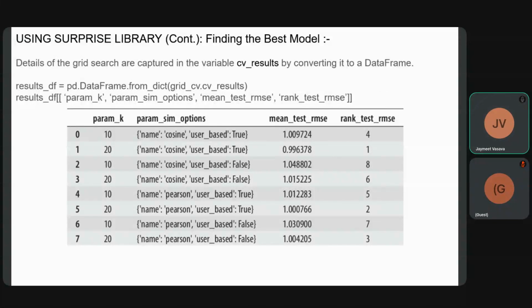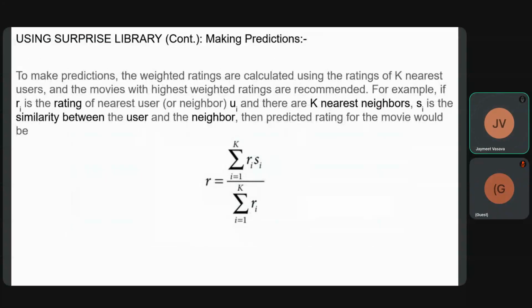If you want to capture more details about the CV results, then we can use the CV results by converting it into a data frame. And you can see parameter k taking different values with the similarity scores as well as the user-based approach, true and false. And you can see the best, or rank 1, was given at index 0.